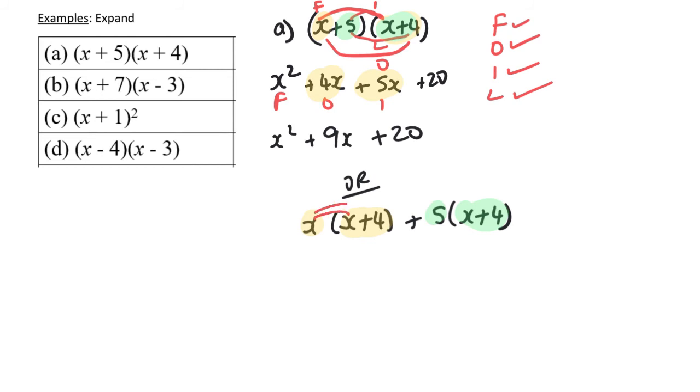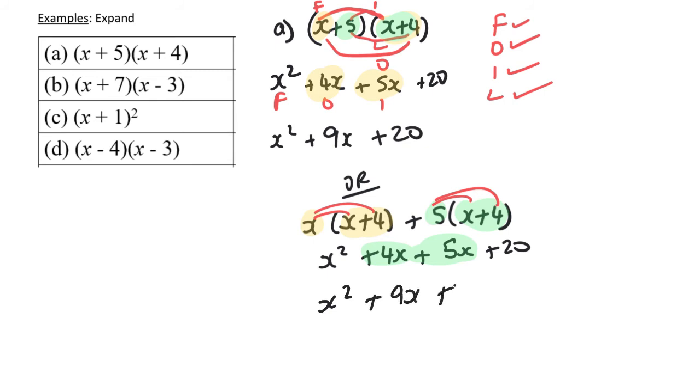Then we just multiply out single brackets. So we multiply everything inside the bracket by the term outside. x times x is x squared. x times 4 is 4x. 5 times x is 5x, and 5 times 4 is 20. We can collect like terms, and again we can see that we've got a 4x and a 5x that are alike. So that's going to give us 9x. So altogether we've got x squared plus 9x plus 20, which is what we had. Or we can do it a third way, which is using the grid.